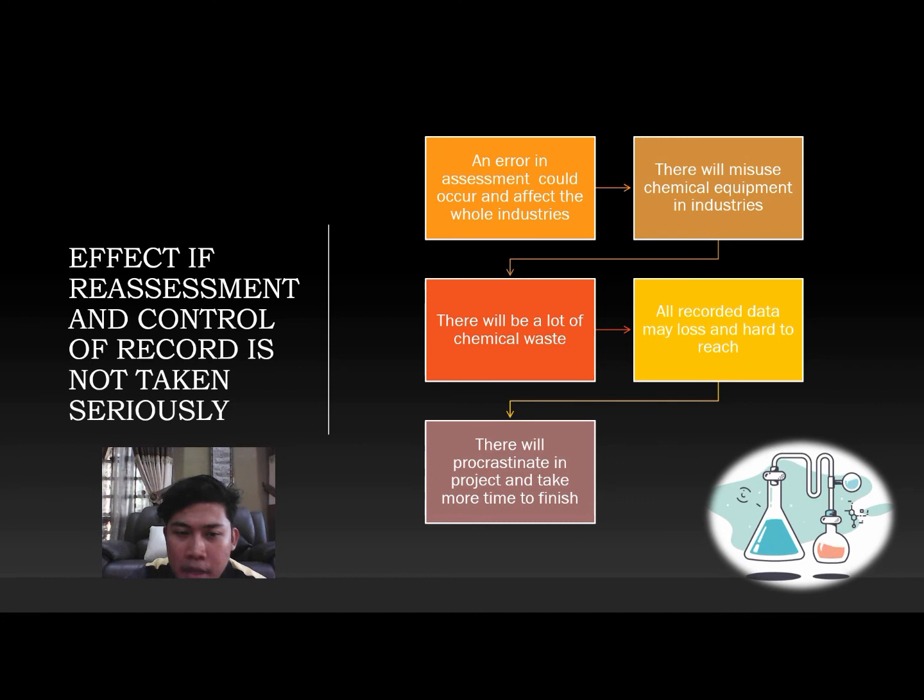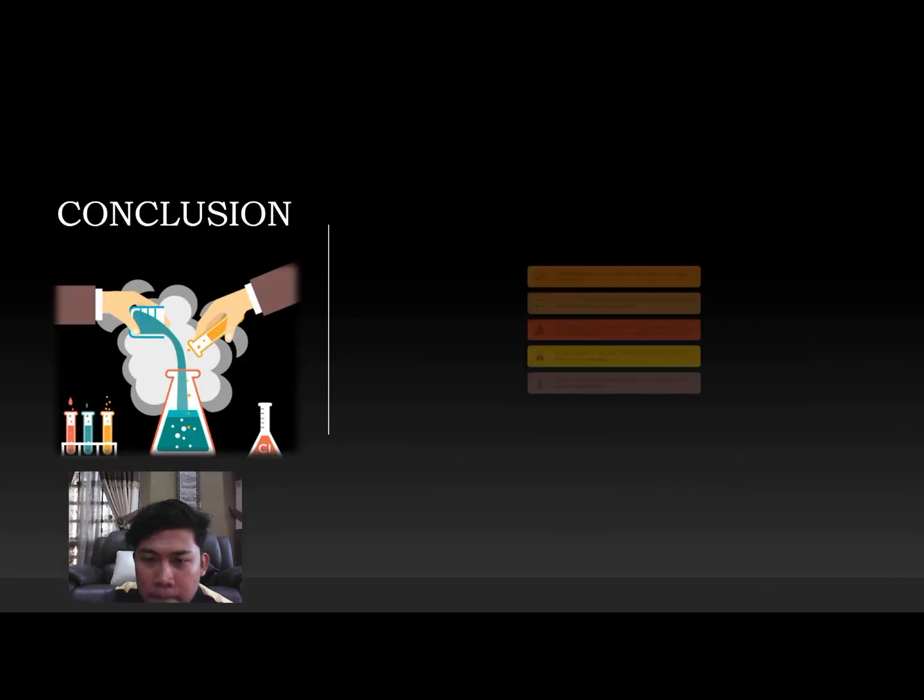If effective reassessment and control of record is not taken seriously, an error in assessment could occur and affect the whole industry. There will be misuse of chemical equipment in industries. There will be a lot of chemical waste. All recorded data may be lost and hard to reach. And they will procrastinate in the project and take more time to finish.